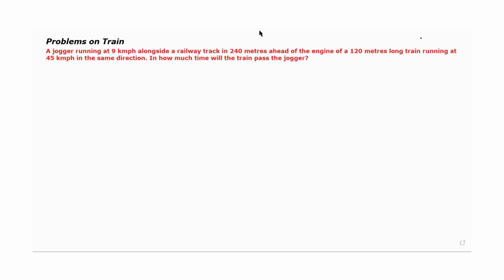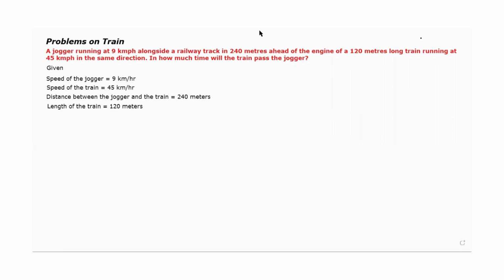Answer: to determine the time it takes for the train to pass the jogger, we need to consider their relative speed and the total distance between them. Given, speed of the jogger equals 9 km per hour. Speed of the train equals 45 km per hour. Distance between the jogger and the train equals 240 meters, ahead of the engine. Length of the train equals 120 meters.